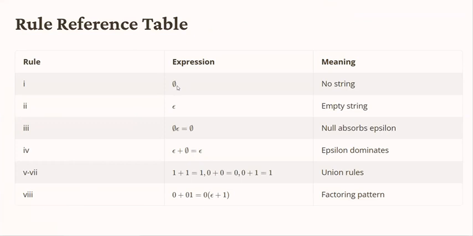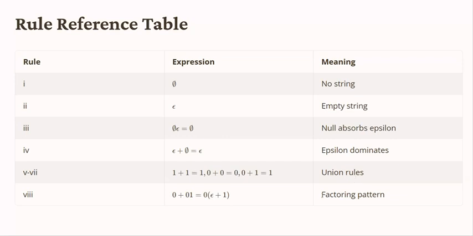For example, null, which contains no string at all, and epsilon, which is an empty string. If you multiply a null by an epsilon, we get a null. Epsilon plus epsilon is equivalent to epsilon. Here epsilon dominates, whereas 1 plus 1 is equal to 1, 0 plus 0 is equal to 0, and 0 plus 1 is equal to 1. These are some union rules.